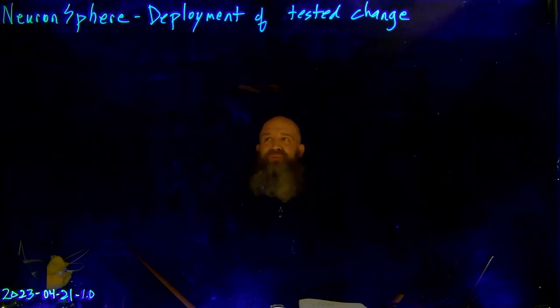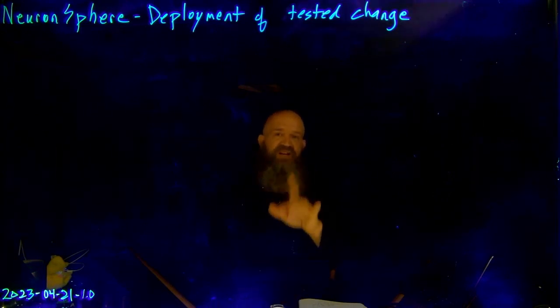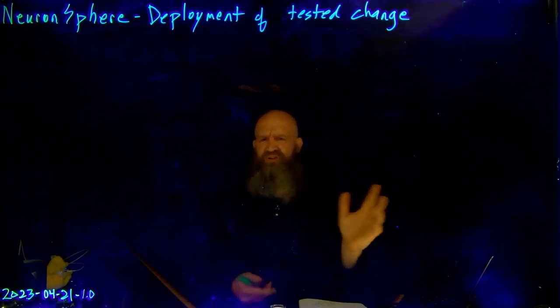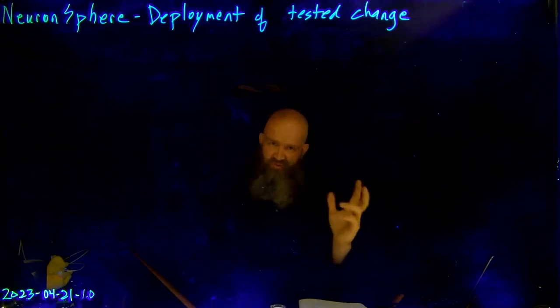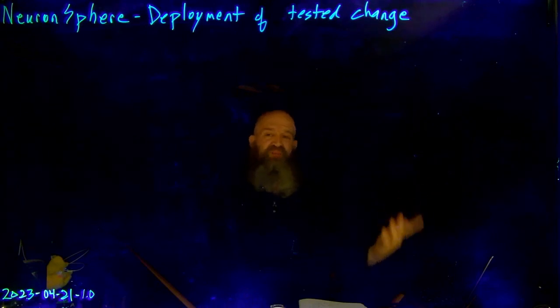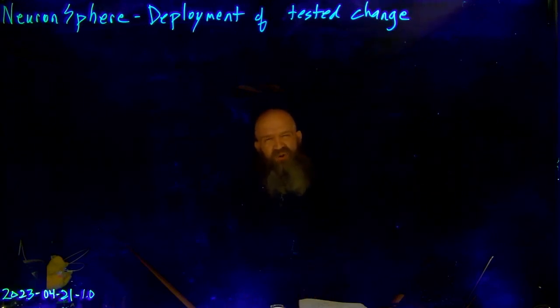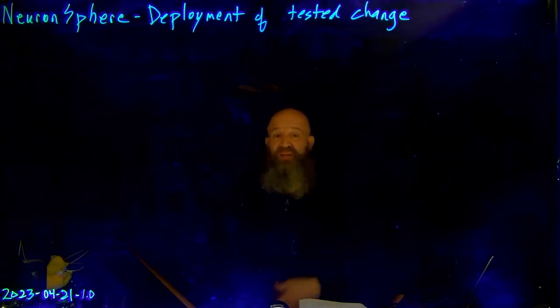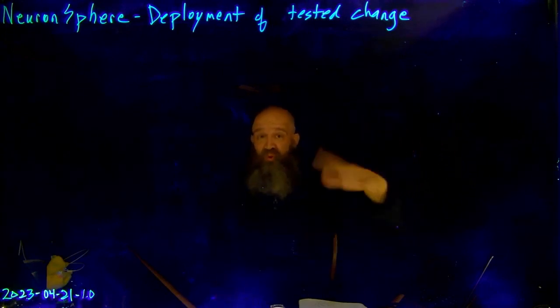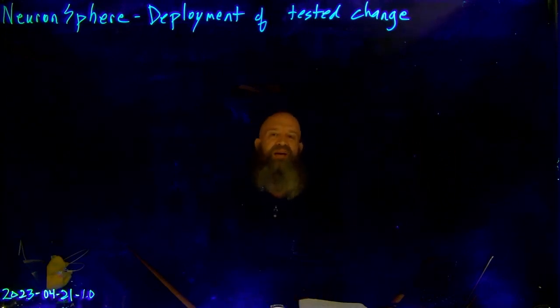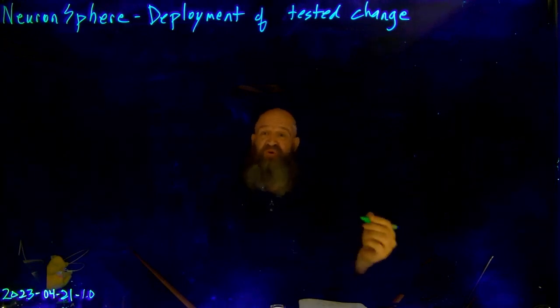And today we're going to talk about NeuronSphere deployments, specifically deployment of a tested change, although we're going to cross that over with what is really drift detection between environments. So I want to set the stage a little bit and talk about NeuronSphere deployment in a larger picture. What's the account structure that we're looking at?